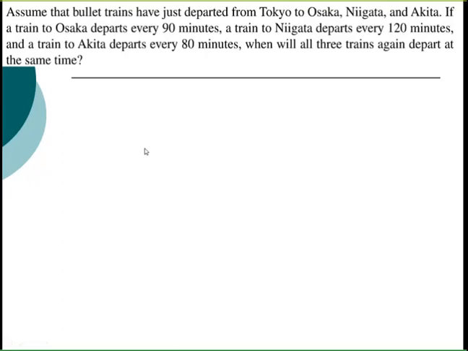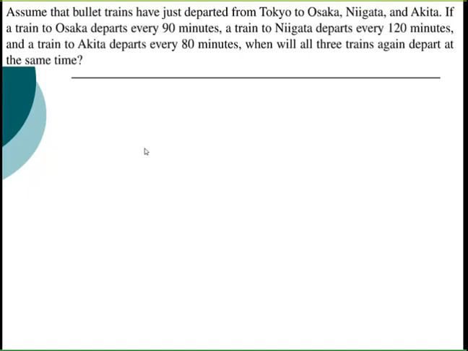It's a very nice process. So let's take a look at this problem. You've got a bullet train that just departed from Tokyo, Osaka, and I'm not going to keep reading the names, and they depart every 90 minutes. The other train departs every 120 minutes, and the last train departs every 80 minutes. The question is, when will all three trains again depart at the same time?